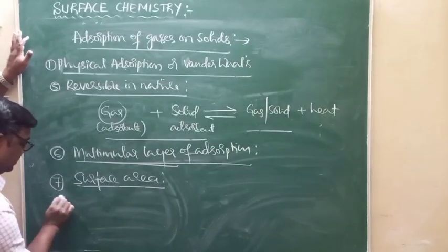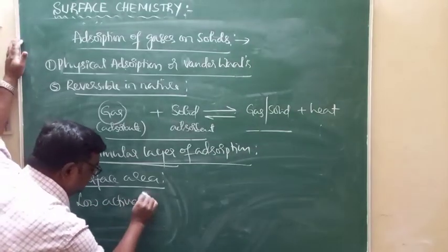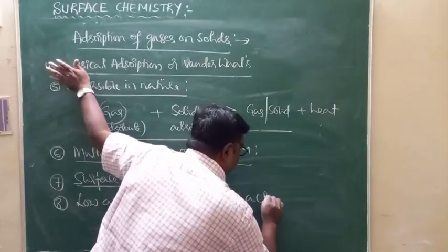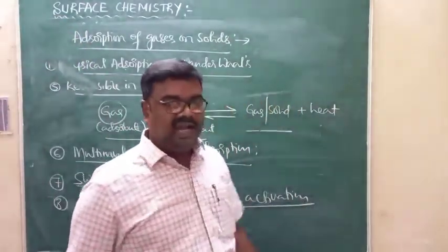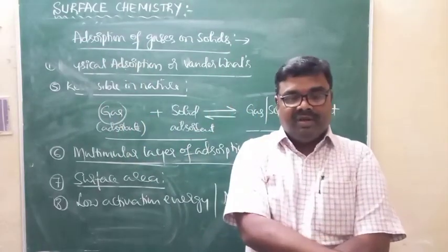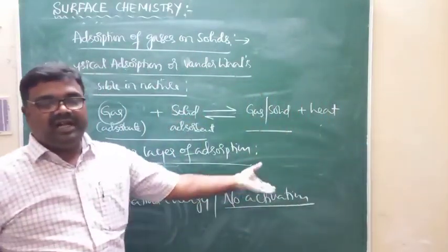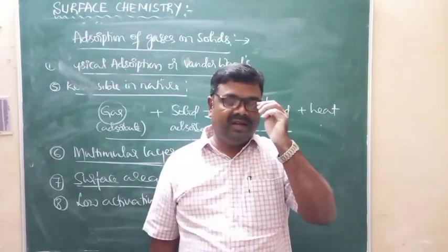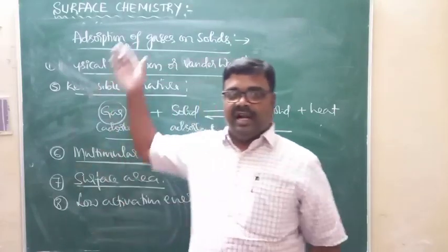As far as the eighth property is concerned, physical adsorption involves low activation energy, or you can say no activation energy, because activation energy is essential for chemical reactions. But physical adsorption doesn't involve any chemical reactions. Because of that, the activation energy required for physical adsorption is very, very less, or there will be no activation energy required. But in the case of chemical adsorption, the activation energy is very high, because chemical adsorption involves a chemical reaction between adsorbent and adsorbate. So these are the characteristics of physical adsorption.